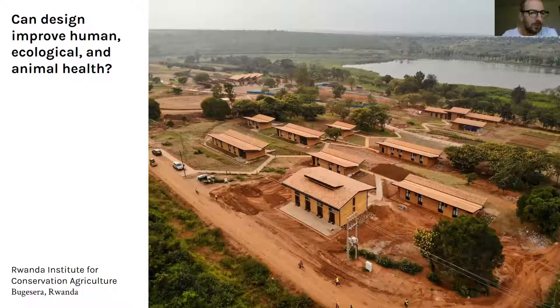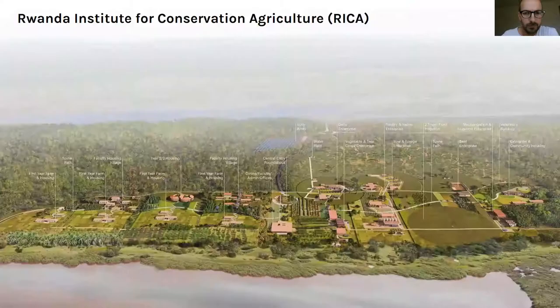So I'm now fast forwarding to very recently. This is a project we have under construction at the moment. It's the Rwanda Institute of Conservation and Agriculture. And we'll see healthy materials and the idea of LOFAB again. On this project, we asked, can design improve human, ecological, and animal health? So the project is a very large campus. It's got 69 unique buildings on 1,500 hectares, and it's there to train the new generation of leaders in conservation agriculture.